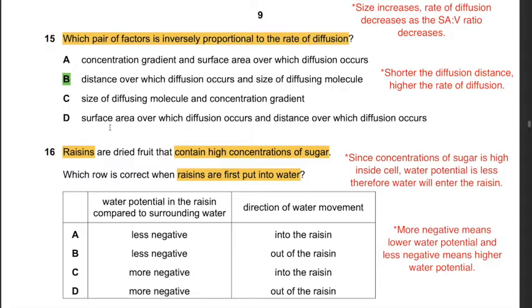Let's look at C. Size of diffusing molecule, yes. Concentration gradient is incorrect, because the steeper the concentration gradient, the higher the rate of diffusion. They don't have an inversely proportional relationship. D. Surface area over which diffusion occurs. Again, that is incorrect, because the higher the surface area, the higher the rate of diffusion.